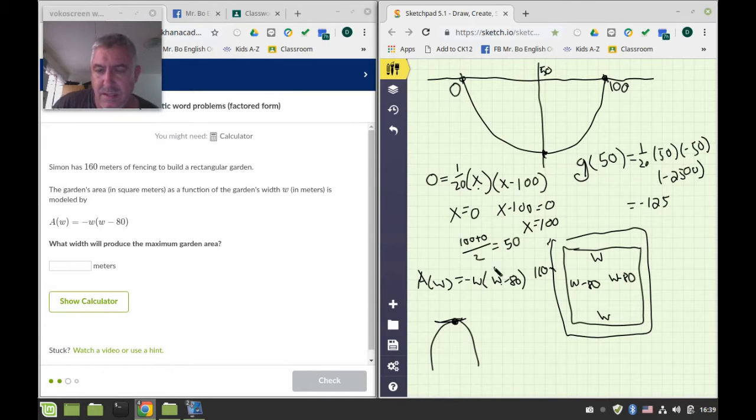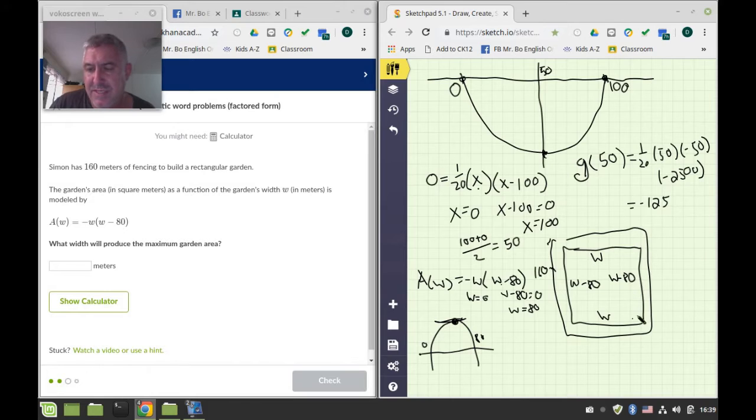So we're going to find the zeros first. So I know W equals 0, or W minus 80 is equal to 0, or W is equal to 80. So over here I have 80, and over here I have 0. So at 80, the area is 0, and at a width of 0, the area is 0.